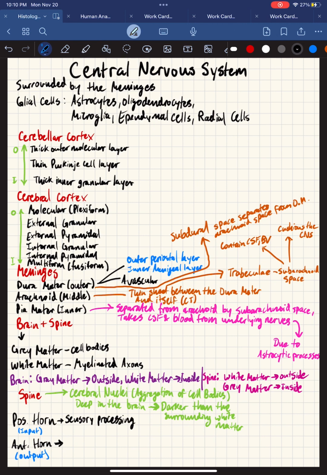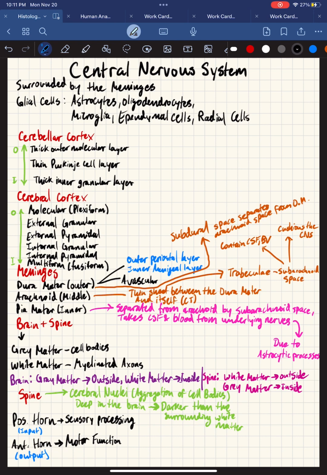Whereas since the anterior horn is outputting, it's giving commands out. So what would it give commands to in order to function? It would be giving out motor function commands, because those are usually the output specific impulses that are going to be sent out by the spine.